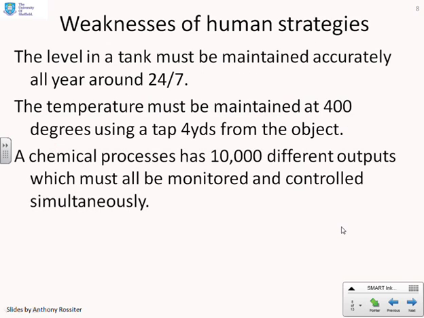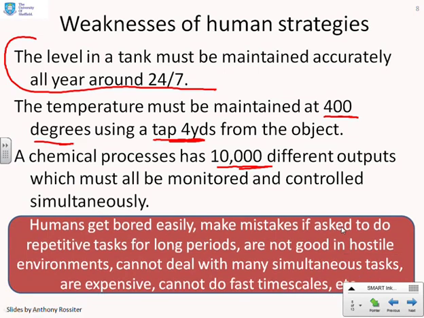What are the weaknesses then of human strategies? Well, let's imagine the level in the tank has to be maintained accurately all year round, 24/7. Or what if the temperature has to be maintained at 400 degrees by modifying a tap that's only 4 yards from the object, which is at 400 degrees? Or let's look at a chemical process which has got 10,000 different outputs, which must all be monitored and controlled simultaneously.